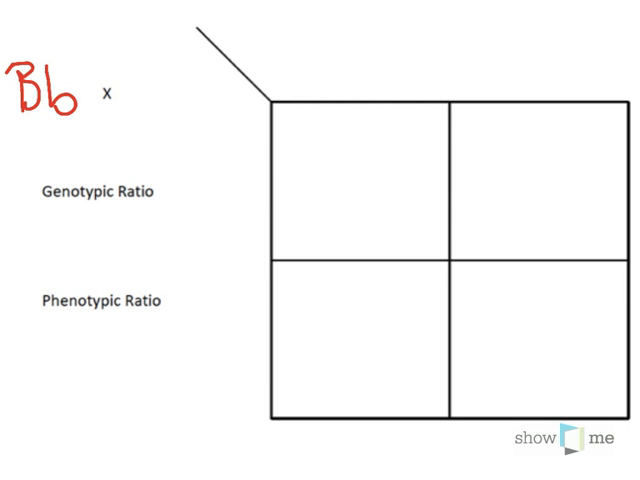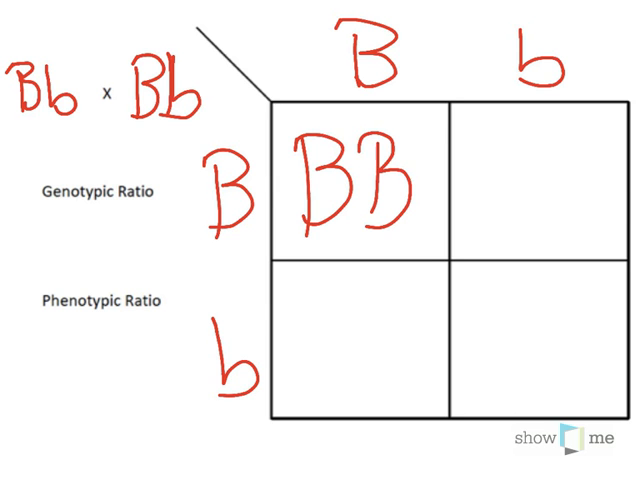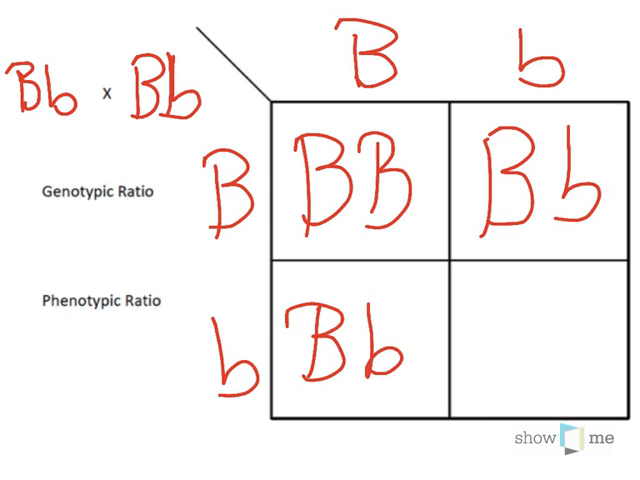happen to be heterozygous. So big B, little b, big B, little b, cross them: big B, big B, big B, little b, big B, little b, little b, little b. Now we have every possible combination. We happen to have a genotypic ratio that says I have 1 homozygous dominant, 2 heterozygotes, and 1 homozygous recessive.